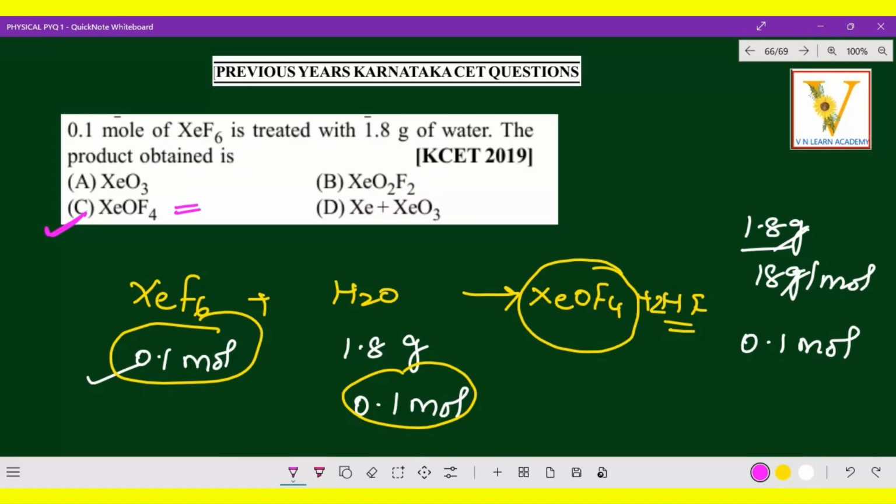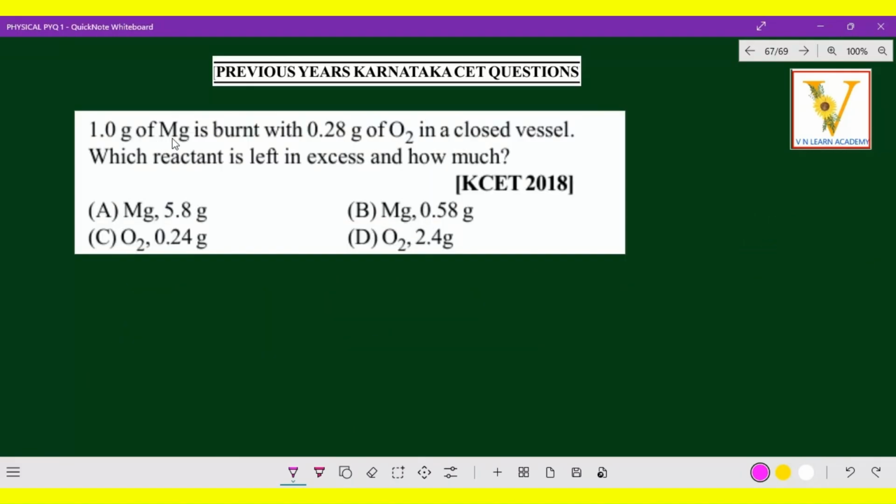Come on, let's go to the next question. 1 gram of magnesium is burnt with 0.28 gram of oxygen in a closed vessel. Which reactant is left in excess and how much? See, the same question we have gone through in one more video, JEE Mains also, but the values vary. Same concept. All right, let us write the equation. Mg plus O2 gives 2 MgO, because here 2, here 2. This is the balanced equation.